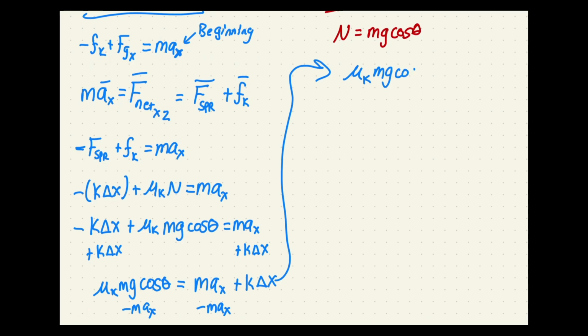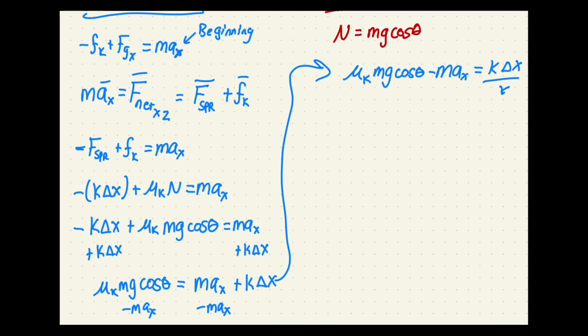See, I told you I'm going to make that mistake. So don't feel bad about making that mistake over and over again. If you do make it on a test or something, I'm not going to take off a whole lot of points for that. Mu k times m times g times cosine theta, and we are then subtracting m times a sub x from that, and we will get a value of k times delta x.